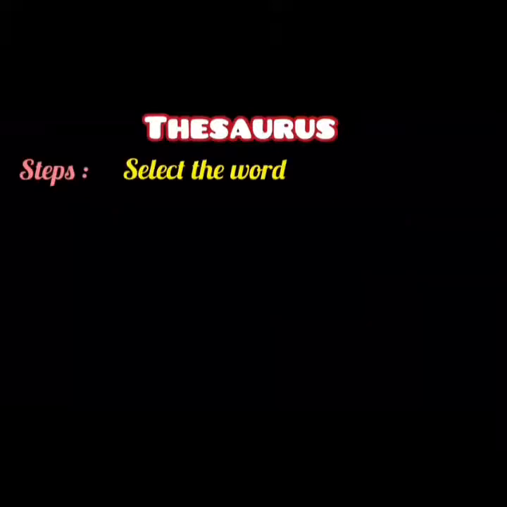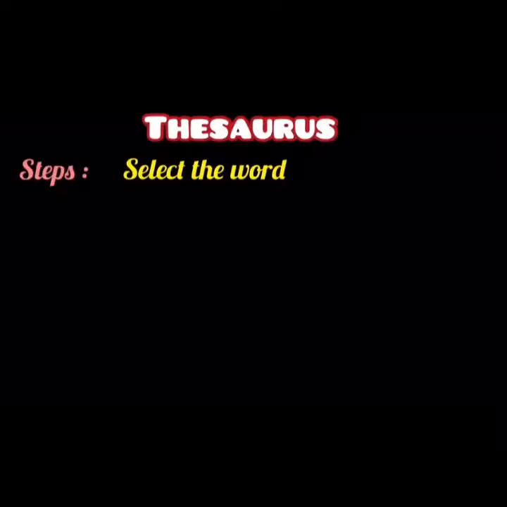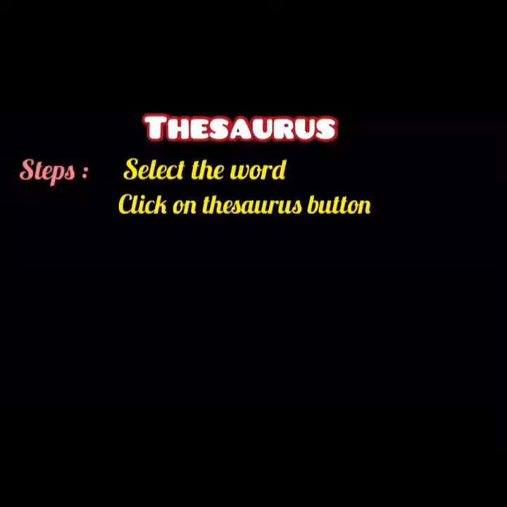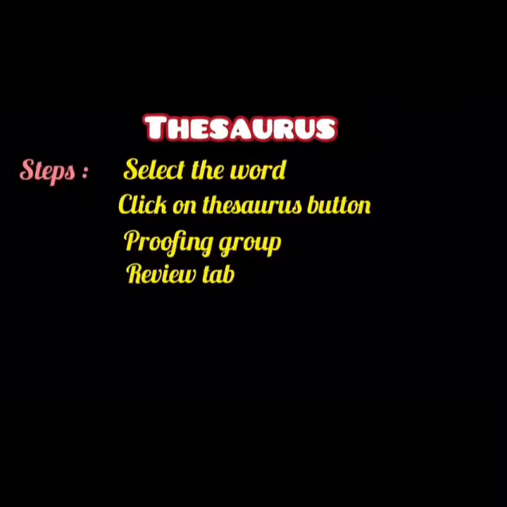First, you have to select the word from the document. Now I'm typing a document. I want to find the meaning of a word and replace it with that meaning. So what will I do? I'll first select the word. Then I will click on the thesaurus button. Where is this thesaurus button present? It is present in the proofing group of the review tab. Under the review tab there is the proofing group and under that the thesaurus button is present.